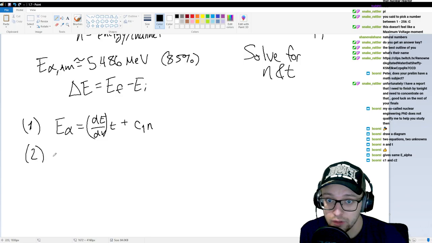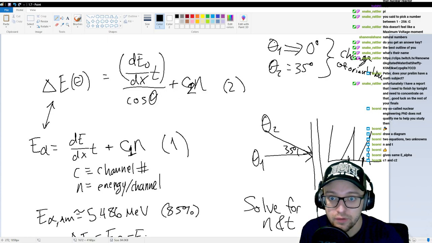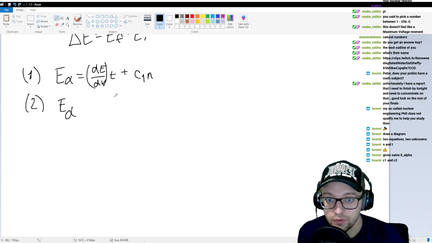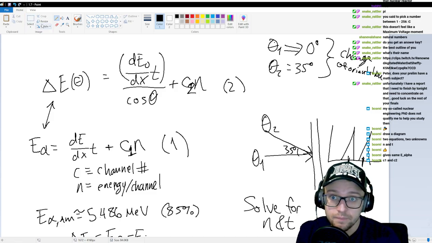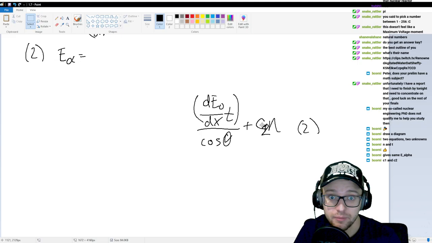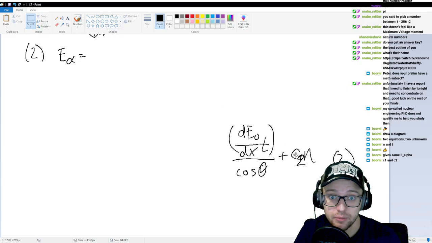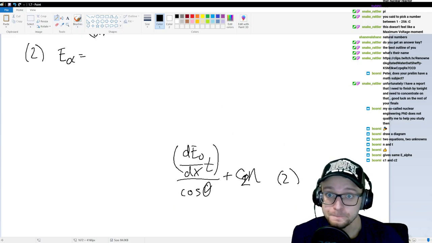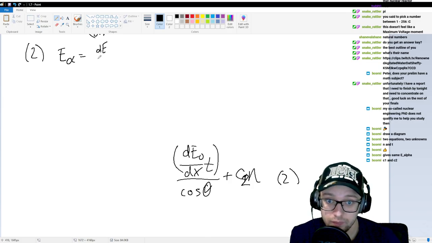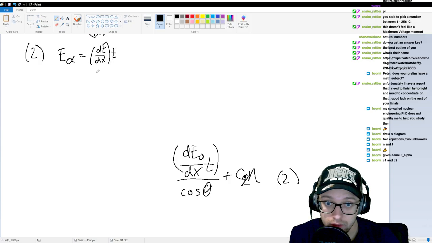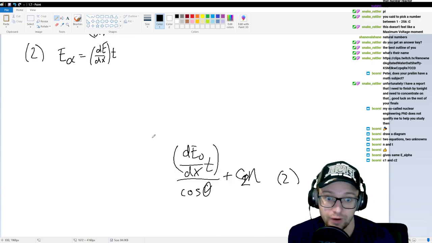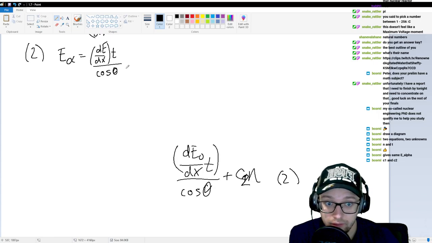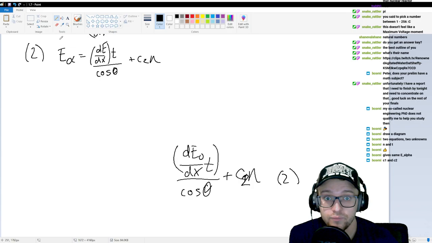And then equation two, which is E alpha, since that should be the same. And that's going to be equal to this dE/dx, cosine of theta, N2. We're going to copy that, paste that, and I'm going to rewrite it because I want it to be nicer. And this dE/dx T is all just one thing, like the other variable, plus C2N.